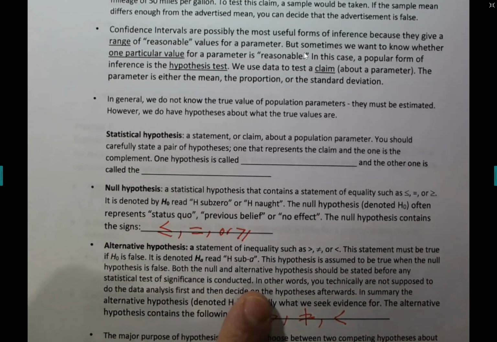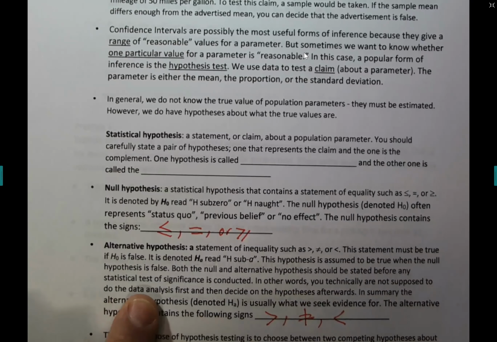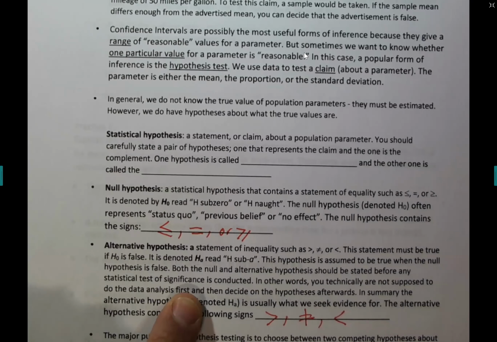Both the null and the alternative hypothesis should be stated before any statistical test of significance is conducted. So guys, in this chapter, the first step that you have to learn, and that's what I'm going to spend the time today on, is showing you how to state the null and the alternative hypothesis. In other words, you are not supposed to do a data analysis before you state your hypothesis. So anytime you want to study a case, you have to know what you're studying. What is it that you want to find out about? So you have to state some hypotheses, and then based on those hypotheses, you can do your study. You either can conclude that your hypothesis is false or not false at the very end.